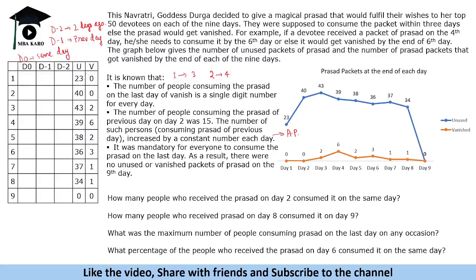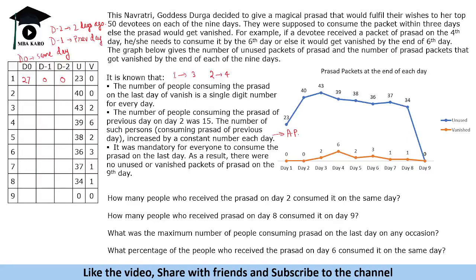So we are given this U means unused packets and V means vanished packets, right? So every day she will give prasad to 50 people. So initially 50 people have prasad. Okay, now 50 people have prasad, and D minus 1 will not exist because no one got previous day prasad, right? And this will also not exist. Now 50 people got prasad, unused is 23. That means 27 people consumed on the same day.